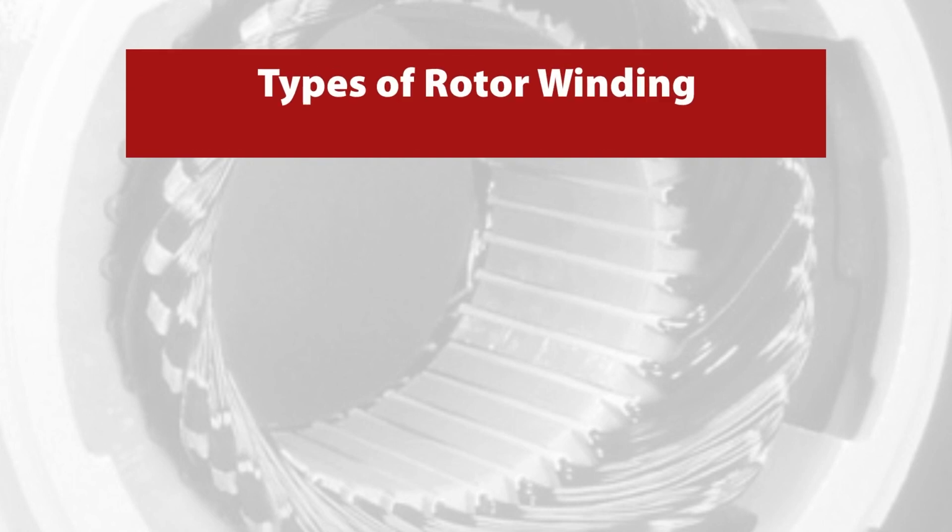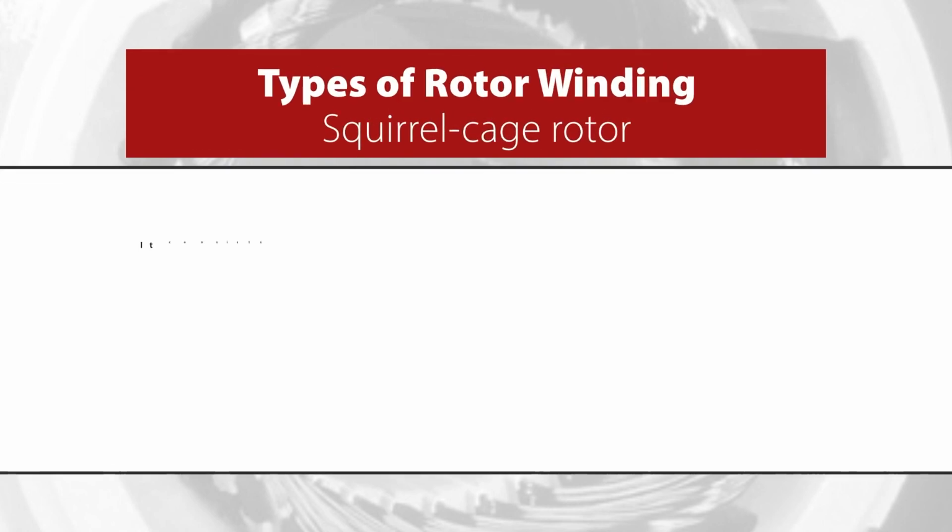So, classification is based on the rotor winding. Three-phase induction motor we may classify into two types. One is squirrel cage induction motor and the other is slip ring induction motor or phase-wound induction motor. Classification depends on the design of the rotor circuit. Stator is the same. So now we will be discussing squirrel cage rotor.